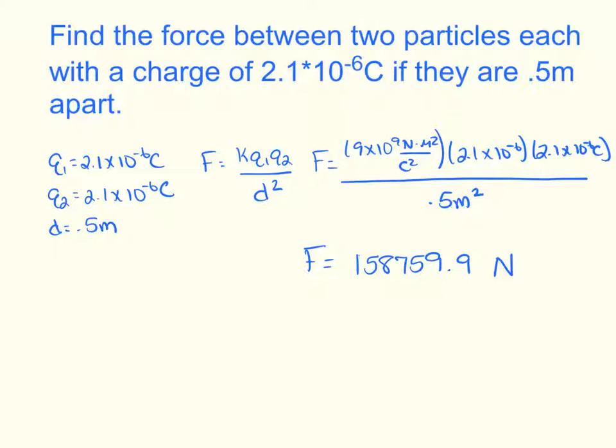When you're plugging these numbers into the calculator, make sure that you are just writing them as 9 times 10 to the exponent of 9. If you come up with any error messages, it is possible that your negative sign is the issue, so make sure you're using the negative on the calculator, which is underneath the number 3 on your graphing calculators. And when you do that out, you should get a force of 158,759.9 newtons. We're not given enough information in this problem to know whether this is a force of attraction or repulsion.